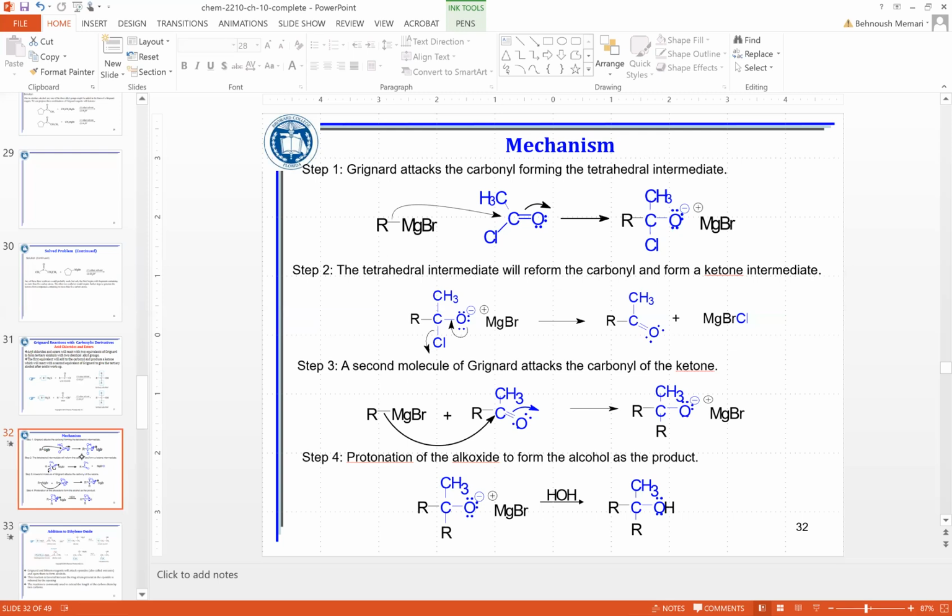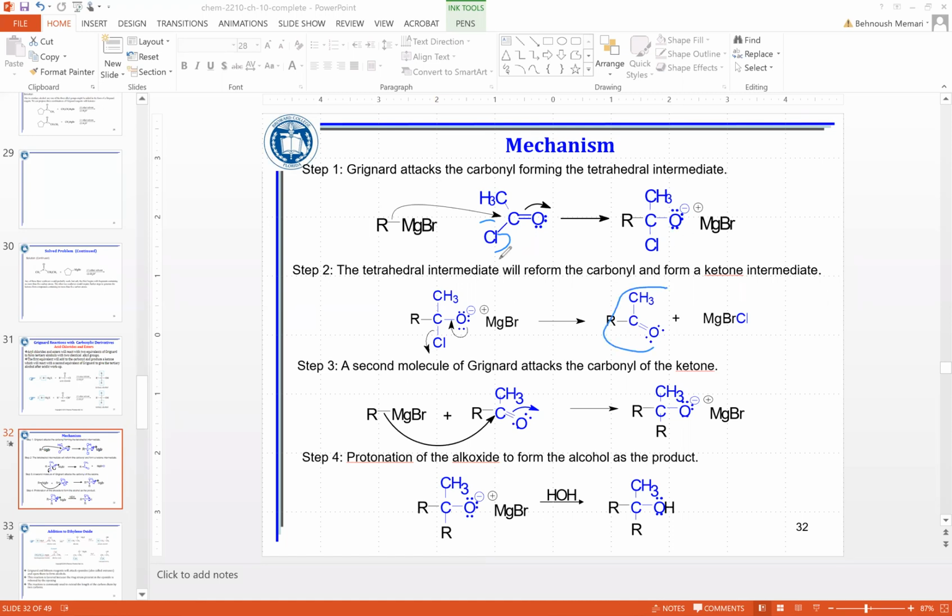So if you look at the mechanism for this reaction, I'm more concerned about the steps of what is happening, because you could say the pi bond breaks and it comes back and then makes the Cl leave. Some books represent this as R comes in and the Cl would leave, so you end up with ketone.